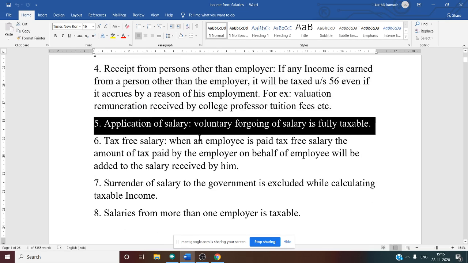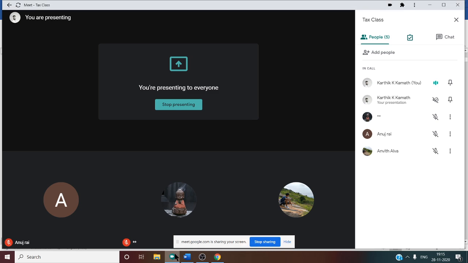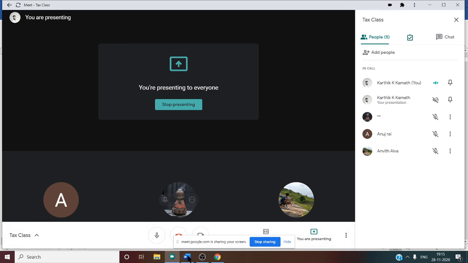What do you mean by application? It is one kind of voluntary foregoing of salary. What do you mean by voluntary foregoing? You are saying that you don't want salary.